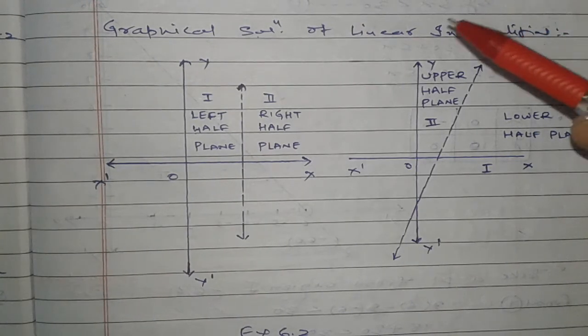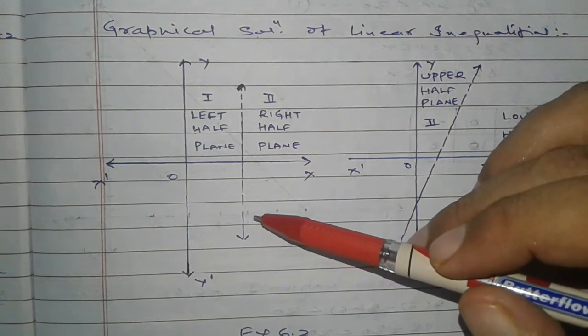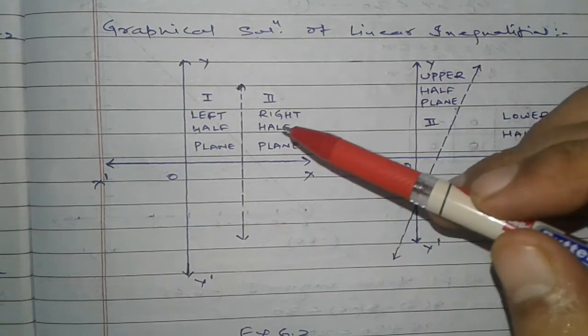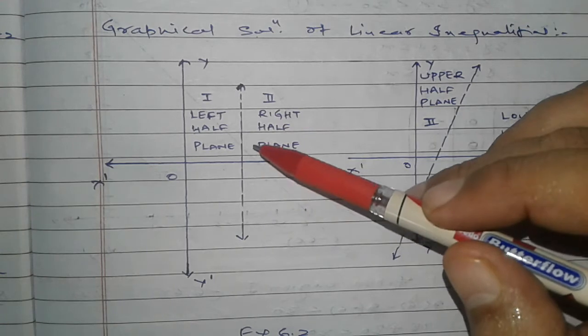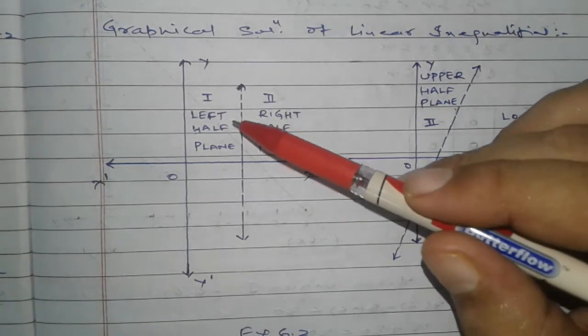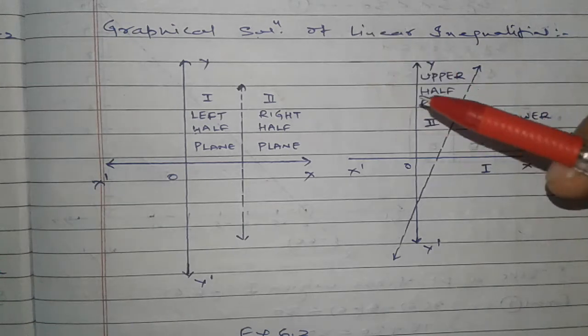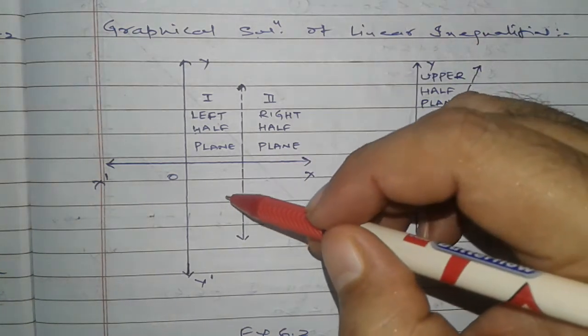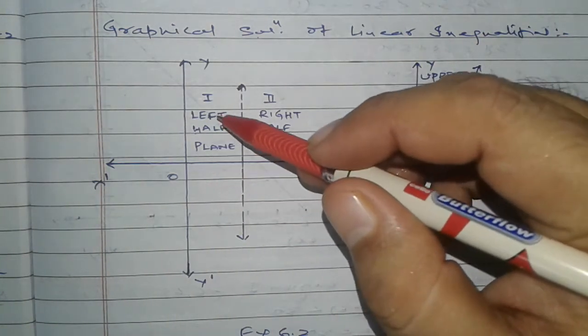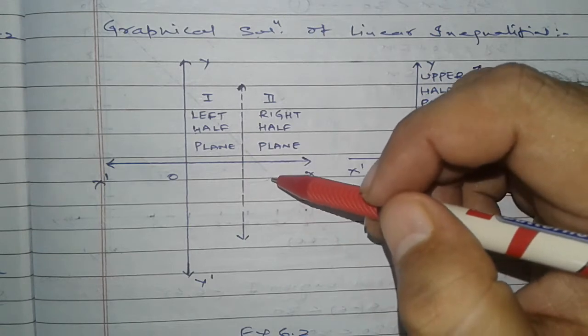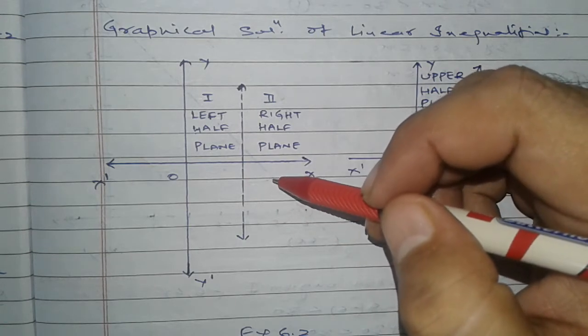Now, if you draw a line in a plane, the line divides the plane into two halves. One is left hand plane, another is right hand plane. Similarly, one plane will be the feasible plane in which your points hold and you will get the solution of inequality.